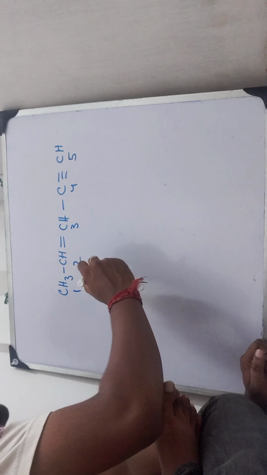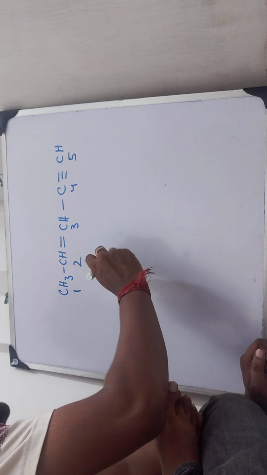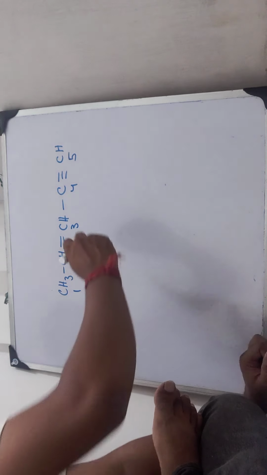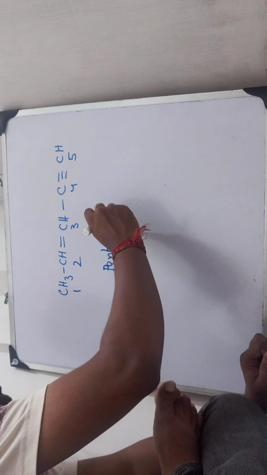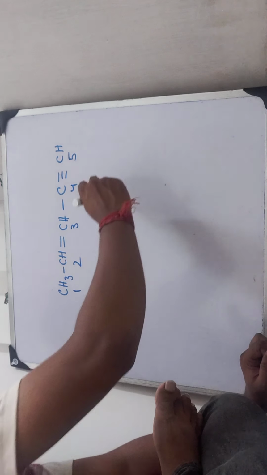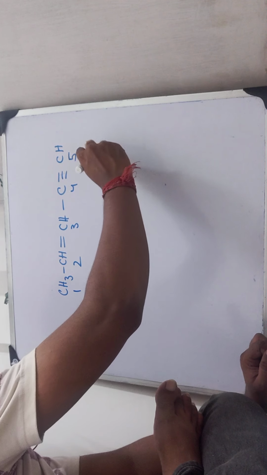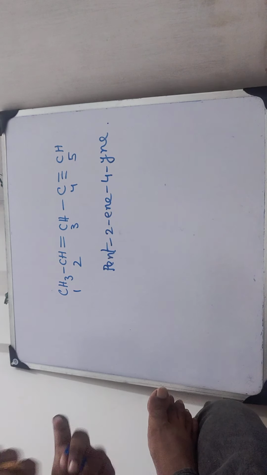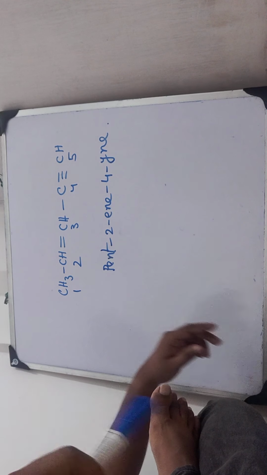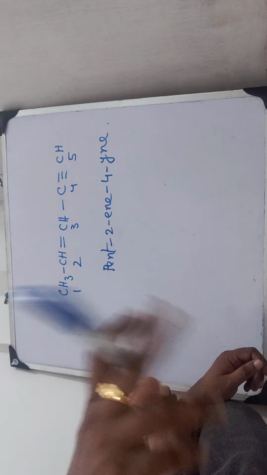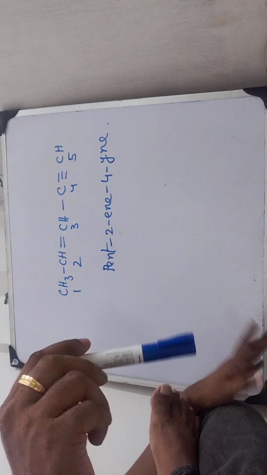As a total of 5 carbons are there, pent will be there. And number 2 carbon has the ene, number 4 has the yne. Pent-2-en-4-yne. Is that clear? Pent-2-en-4-yne. Fine. This is the name of this compound.